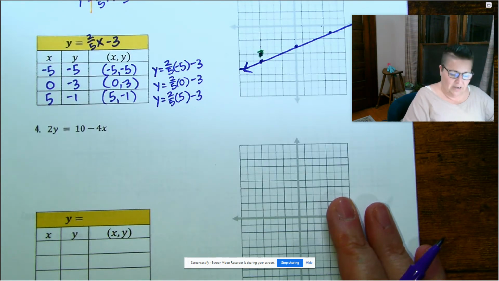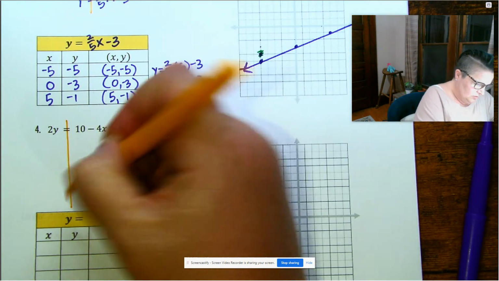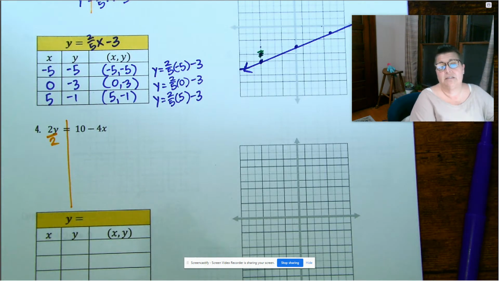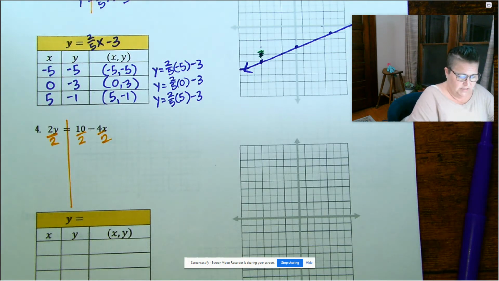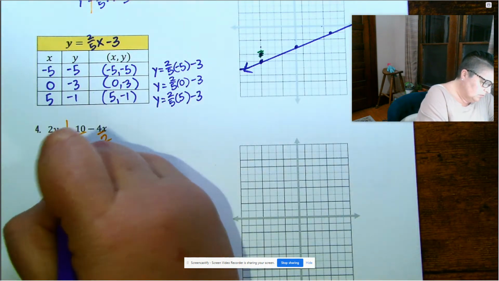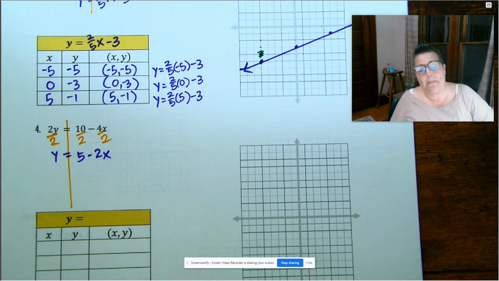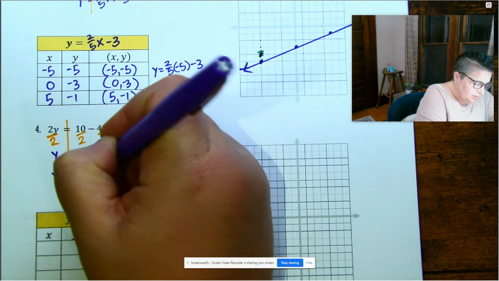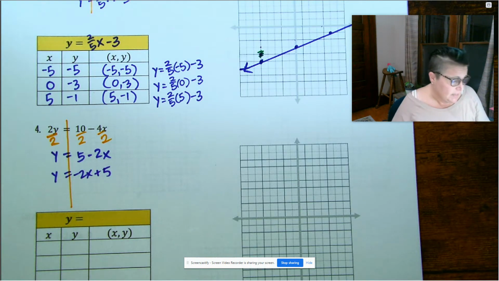Y is equal to 10 minus 4x. We want to first solve this for y. To do that, I need to divide by 2 to isolate the y. So I'm going to divide the 10 by 2, and I'm going to divide the 4 by 2. That's going to give me y is equal to 5 minus 2x. If you would like, you can rearrange this to y is a negative 2x plus 5. I like to do that because I like my x's first, but it's not mandatory.